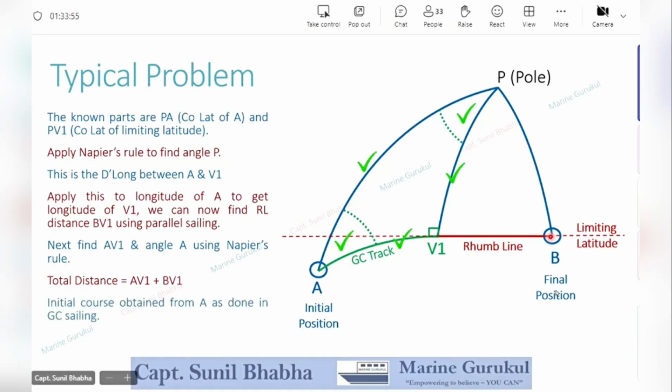So can you explain again the second triangle, sir? How we get Rumline distance? Beta, Rumline distance is easy. Once you get the longitude of vertex 1, the longitude of Bravo is already known to you. So you get the d long between them, and you calculate it using the parallel sailing formula. Departure is equal to d long into cos of m lat. Okay, sir. Angle P we can subtract and get the V1P angle. Yes, that's right.